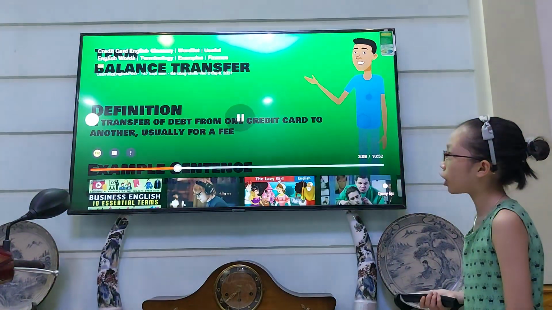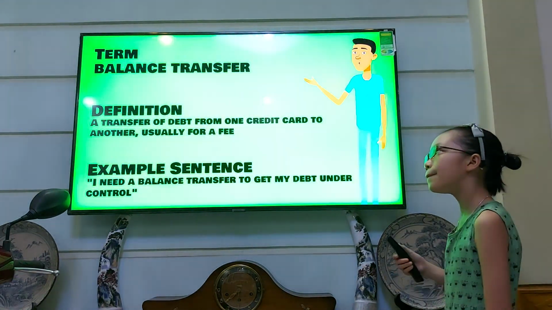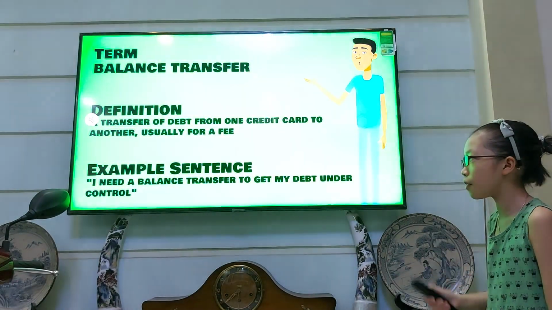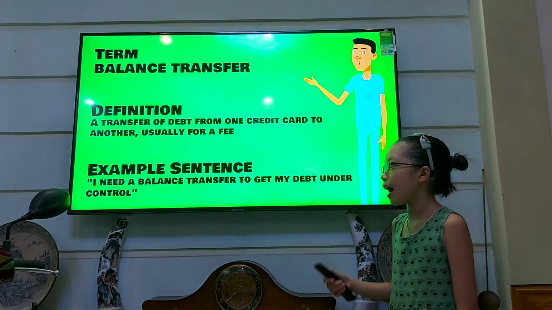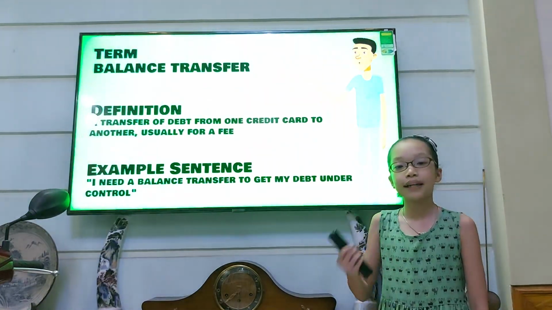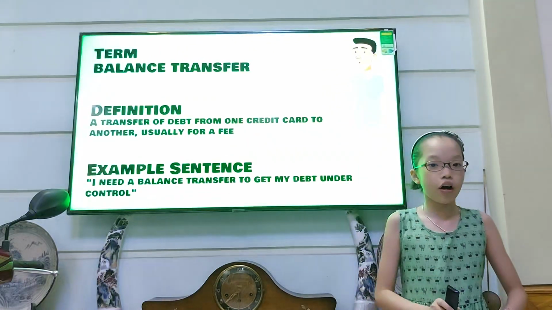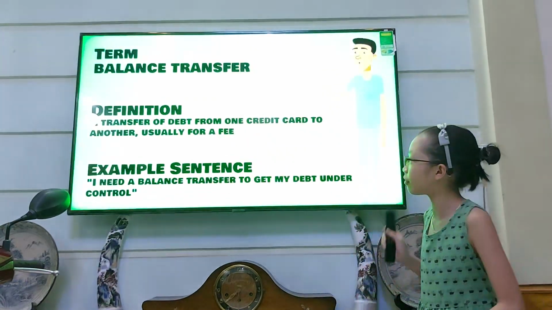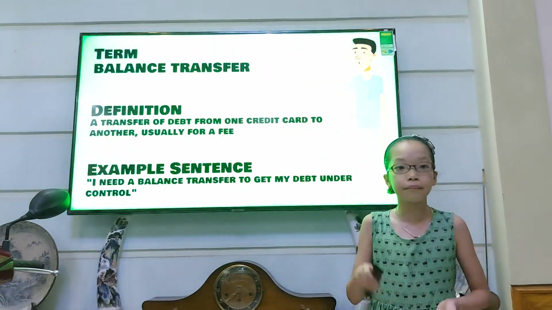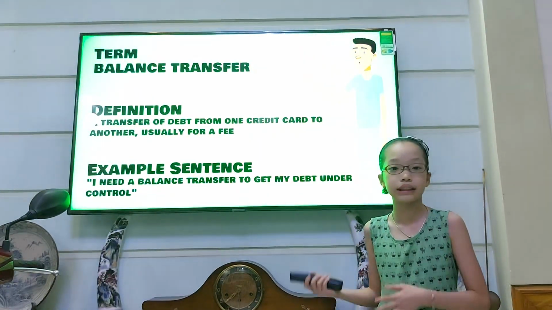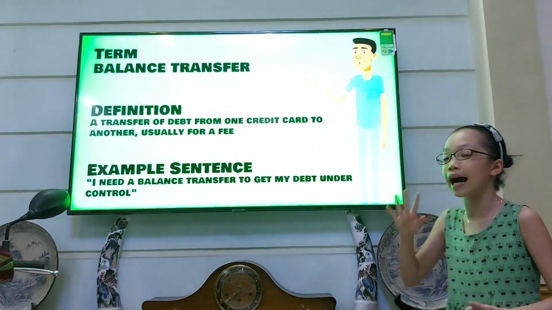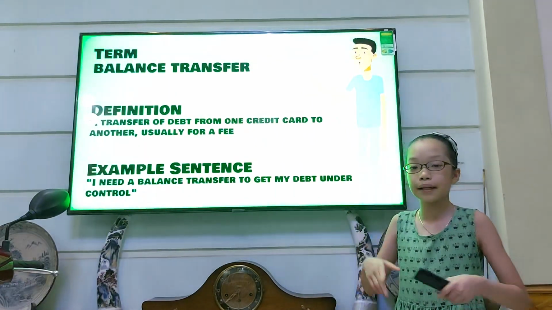Next, we have the term balance transfer. Balance transfer, a transfer of debt from one credit card to another, usually for a fee. "I need a balance transfer to get my debt under control." For example, you have a credit card and another person has a credit card, so you will transfer the money in your credit card to another person's credit card. So you need a balance transfer to get your debt under control, or else you'll be in big trouble.